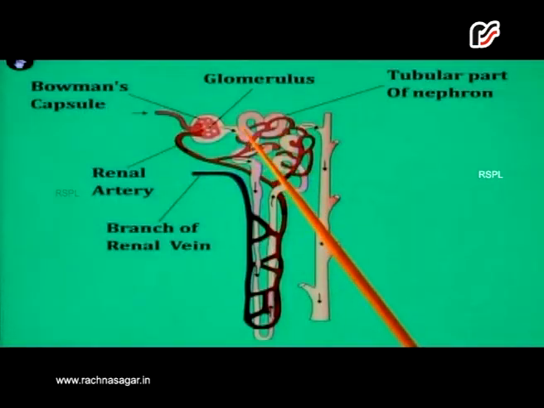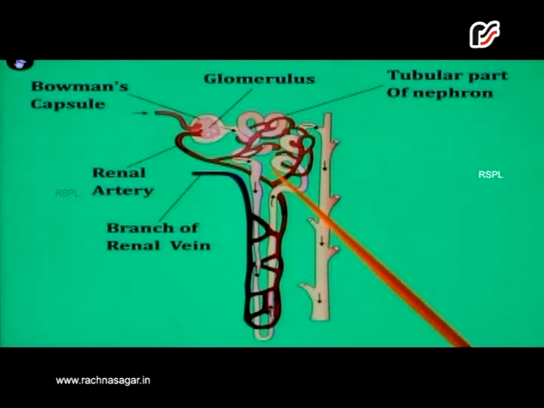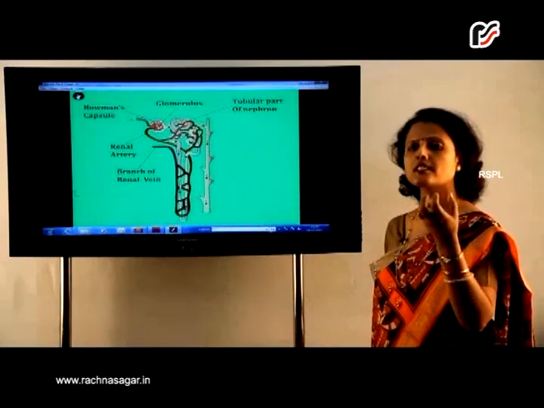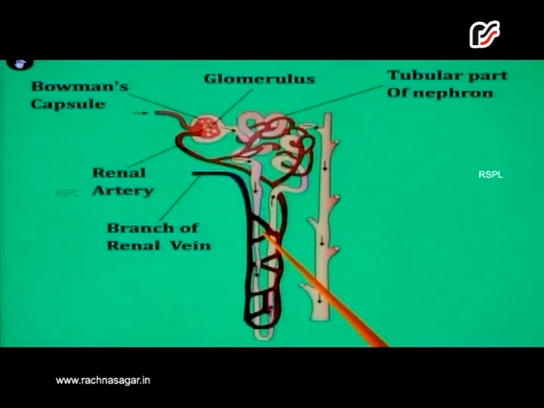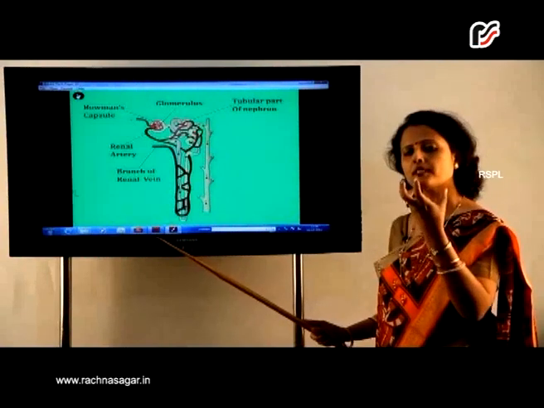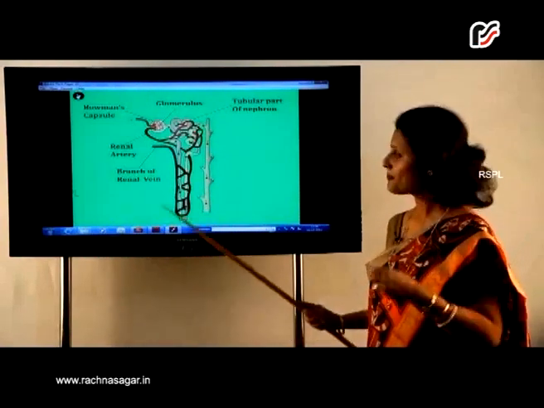The entire filtrate having useful as well as harmful substances now starts its downward journey through the loop of Henle. While this filtrate is on its downward journey through the loop of Henle, something happens. The useful substances like the amino acids, the proteins, the glucose, etc., get reabsorbed by the blood capillary which has intricately girdled the nephron. So the useful substances get removed from the filtrate.